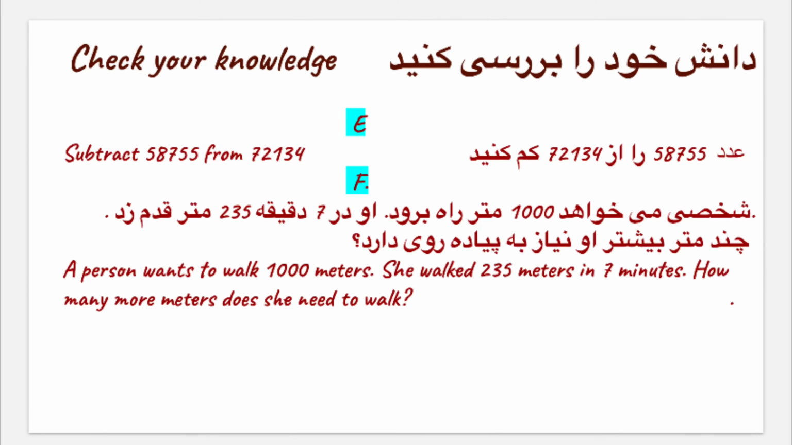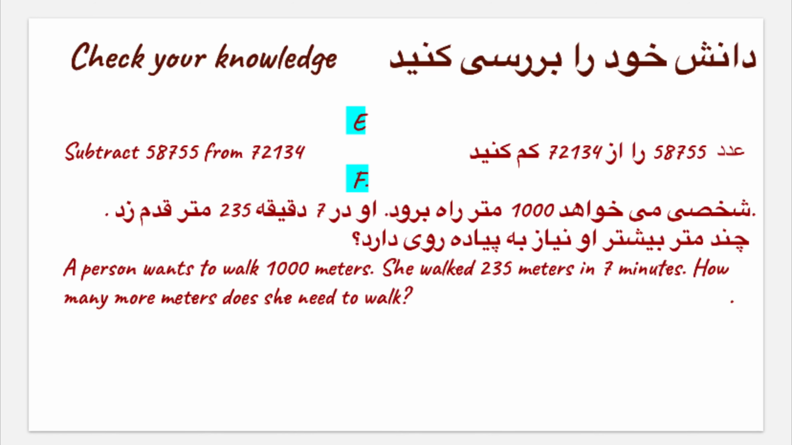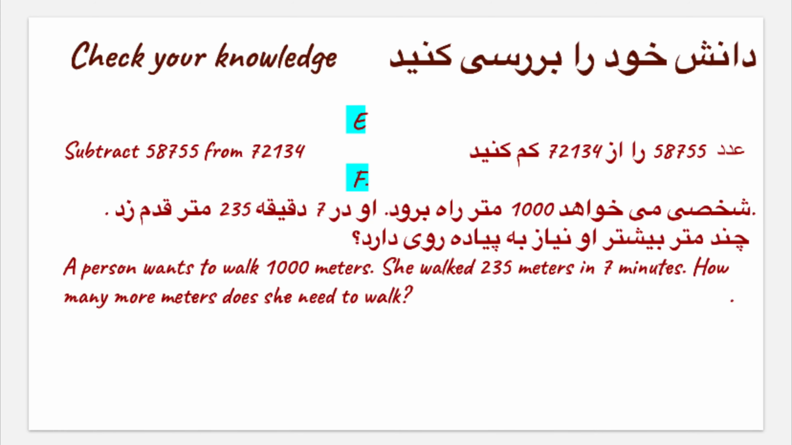Okay friends, now we're going to read question E. Subtract 58,755 from 72,134. And question F, a person wants to walk 1,000 meters. She walked 235 meters in 7 minutes. How many more meters does she need to walk?